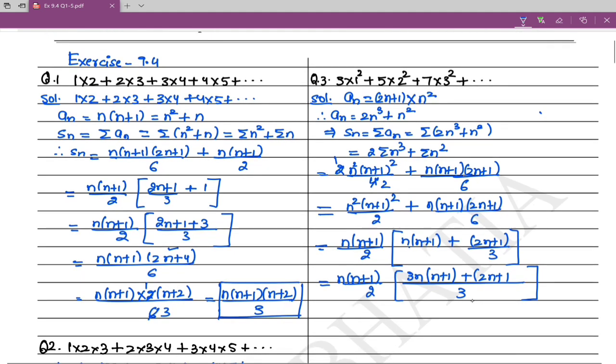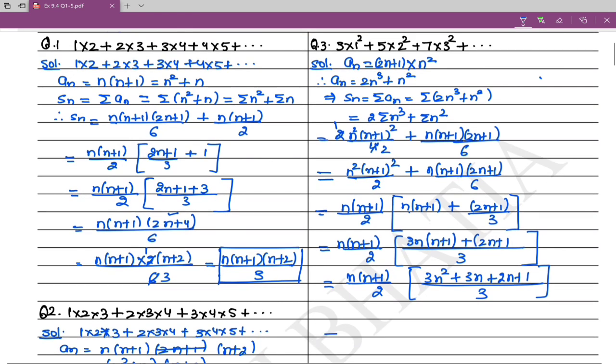Now the next step would be to simply open the brackets, and it will be 3n square plus 3n plus 2n plus 1 whole divided by 3. So the final answer would be n into n plus 1 into 3n square plus 5n plus 1 upon 6. So this will be our answer, as the quadratic term cannot be factorized further.